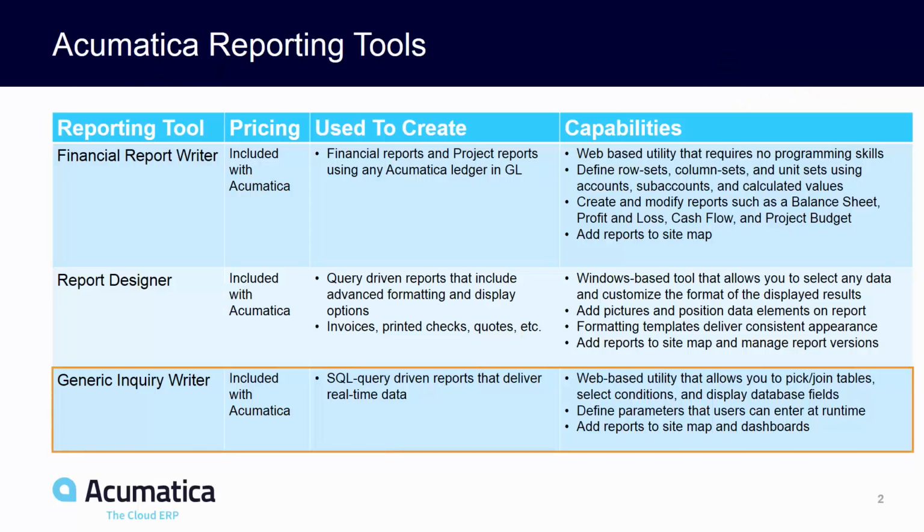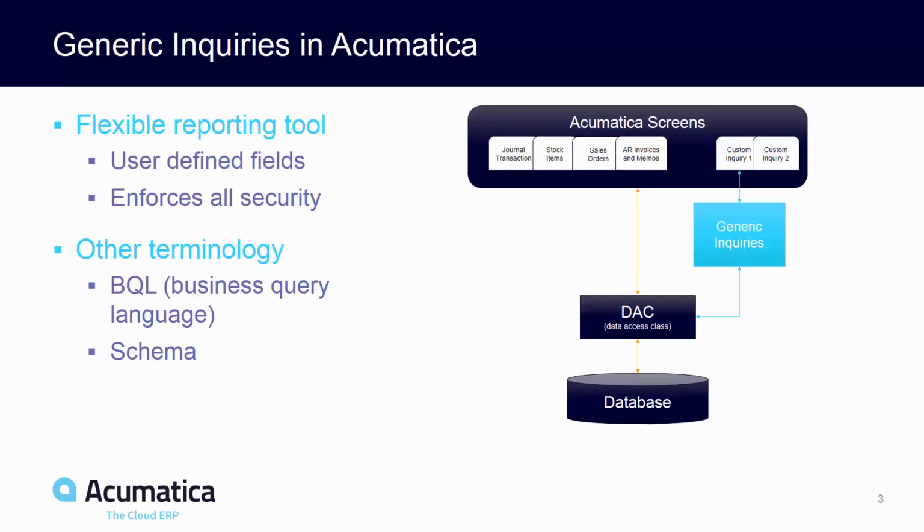The generic inquiry writer is one of the tools that's included with the Acumatica ERP system. The tool itself is very flexible. It allows you to take any information in the database and publish it out to an Acumatica screen or to an external entity through the OData feed.